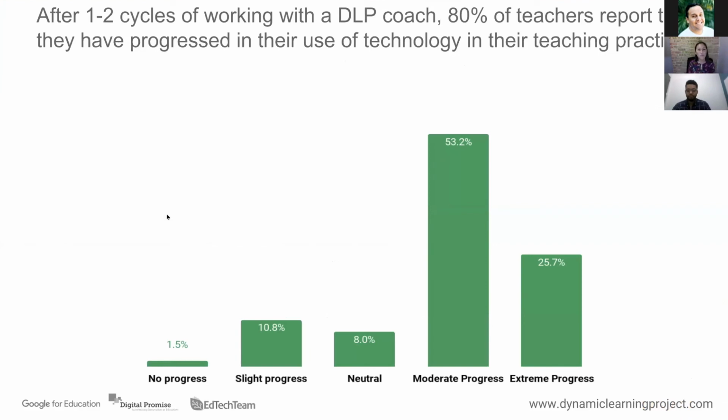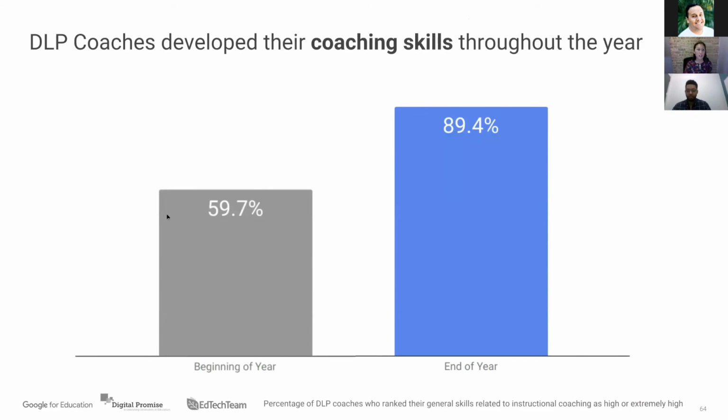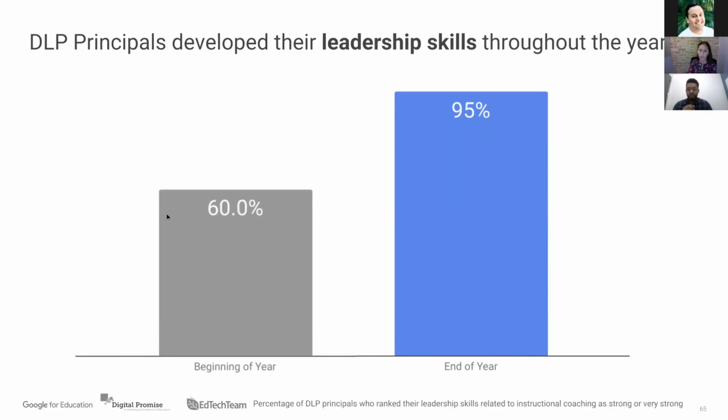In the first 8 to 16 weeks of working with a Dynamic Learning Project coach, 80% of the teachers reported their progressive use in impactful technology in their teaching practice. So you can also see that the Dynamic Learning Project coaches have also developed their coaching skills, that coming into it, they felt pretty good about coaching, but as they took the final steps in the school year, they definitely saw that 30-point growth over time. Principals also saw about a 30-point growth as well in their leadership skills throughout the year, seeing more impact in the way they were able to lead transformation and change, both through the model, but also the support of that individualized program consultant, the DLP Mentor.